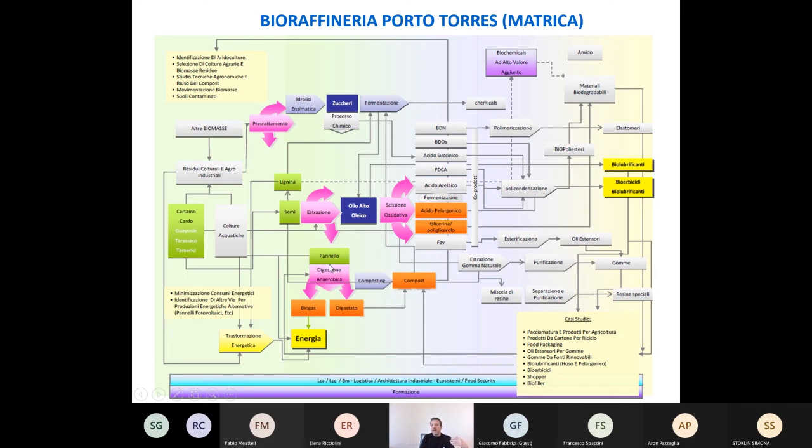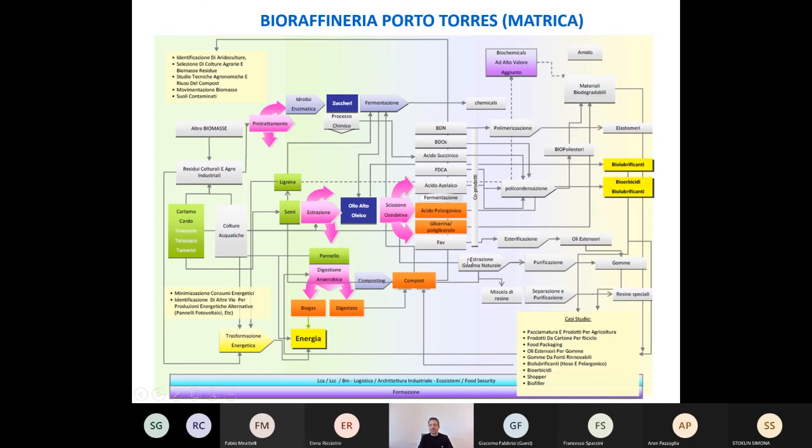Or you can perform anaerobic digestion to produce biogas, to produce energy for the process, or the residues from anaerobic digestion are transformed into compost, for example for cardoon cultivation. You see the connection to create a circular local economy. I could continue with a lot of pathways, but we have to summarize.